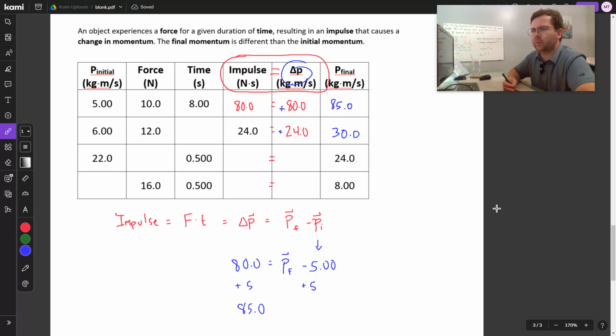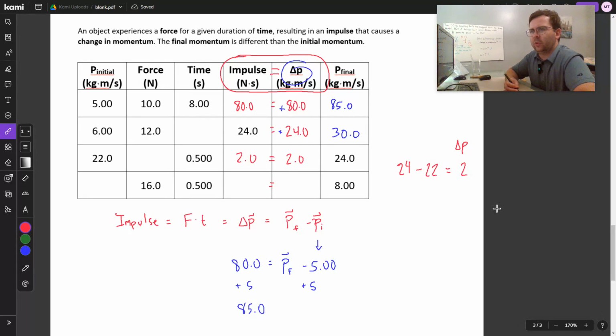Okay. You can do the inverse of that for these last two rows here. I'm just sticking with this final momentum for a little bit because if our initial momentum is 22 and our final momentum is 24, how much did our momentum change by? Well, the change is the final minus the initial, 24 minus 22. That means we have a change of momentum of 2 for this row, 2.0. And so that can also be written right here.